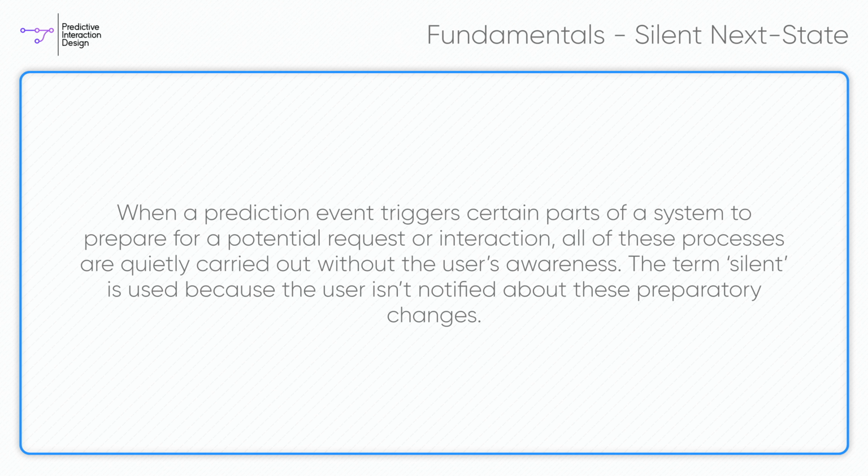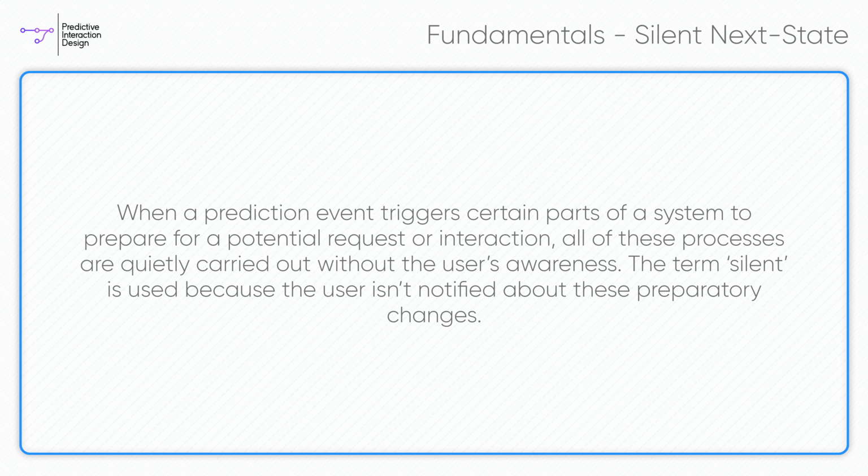So what is silent next state? Well, silent next state is when a prediction event triggers certain parts of a system to prepare for a potential request or interaction. Now, all of these processes are quietly carried out without the user's awareness, and the term silent is used because the user isn't notified about any of these preparatory changes.